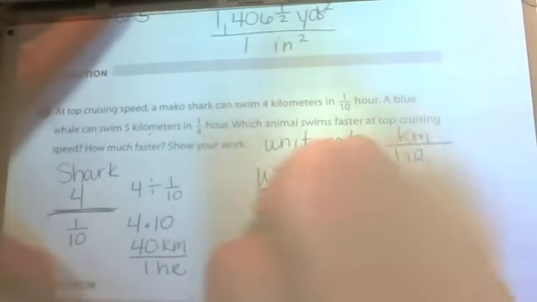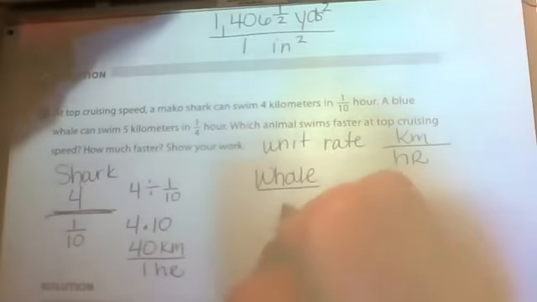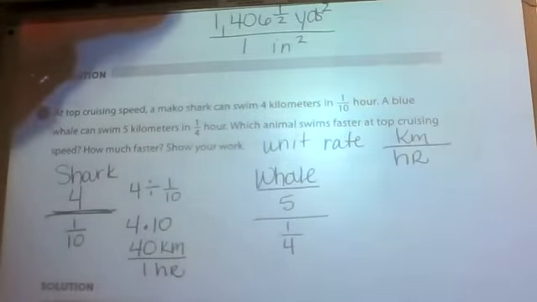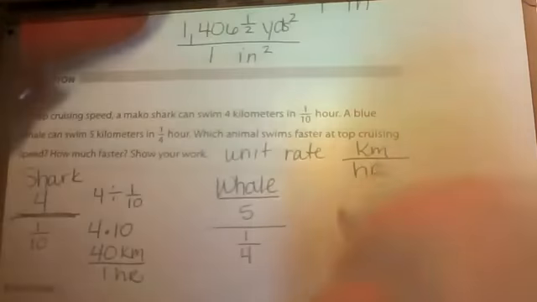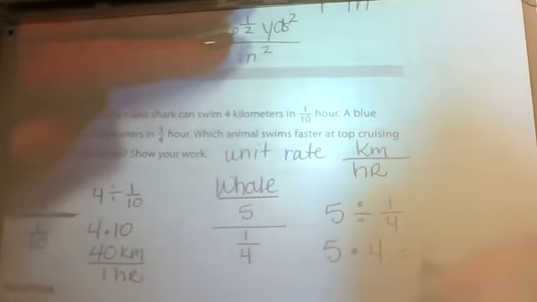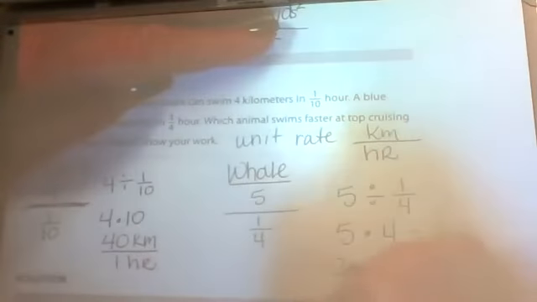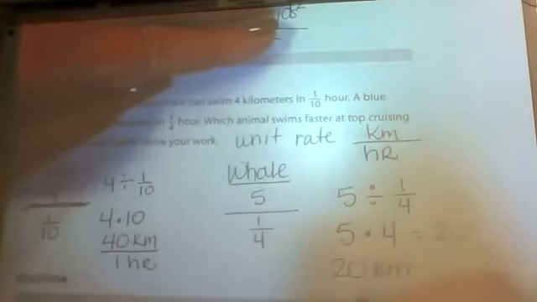Now let's go to the blue whale. The whale goes 5 kilometers in 1/4 of an hour. This is what it would be as a division problem. We do keep, change, flip, and that comes out to be 20. So this is 20 kilometers for every 1 hour.